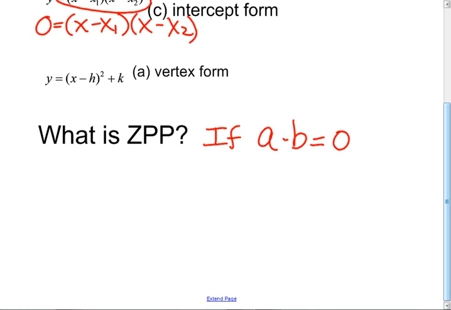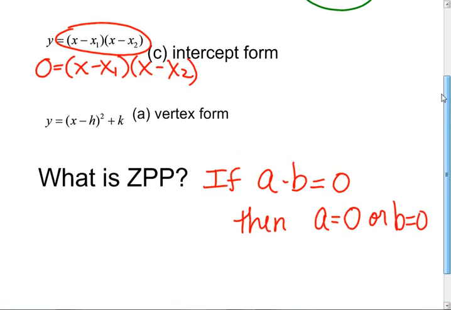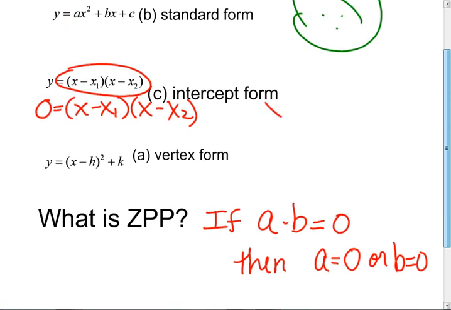Has to be negative. No, product, multiplication. 3 times what gives me 0? 0. One of them has to be 0. Either the first one's 0 or the second is 0. Okay, so if I look up here, either x minus x1 is equal to 0 or x minus x2 is equal to 0. If I solve for x, I can find the x-intercepts. We'll actually do a problem off your worksheet.